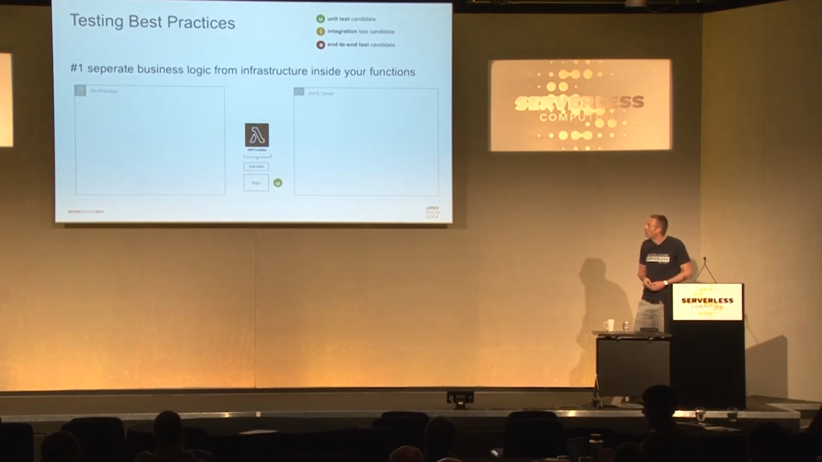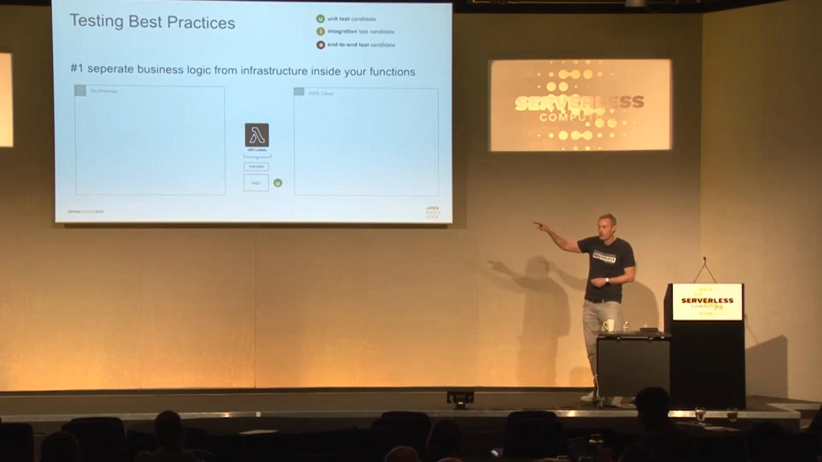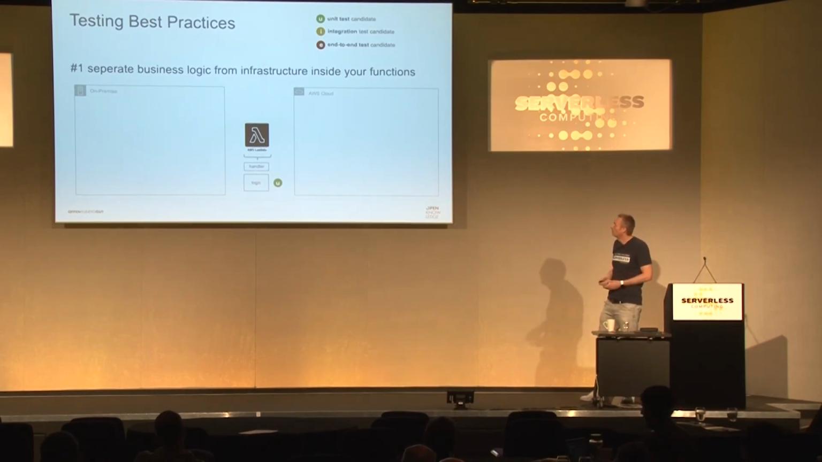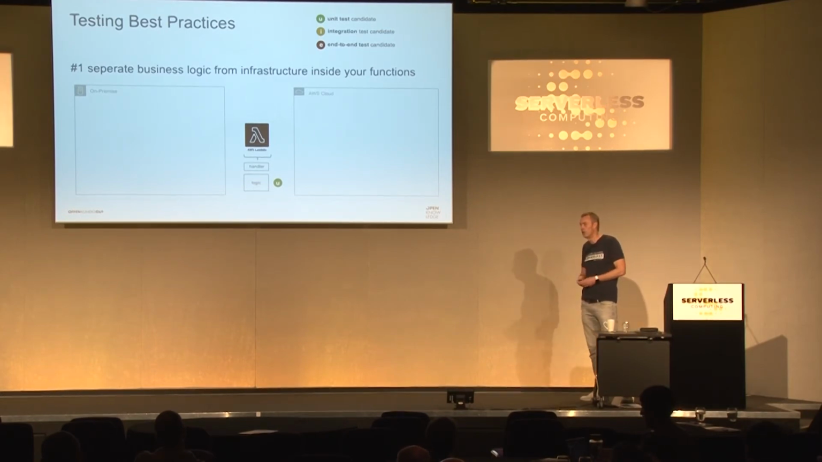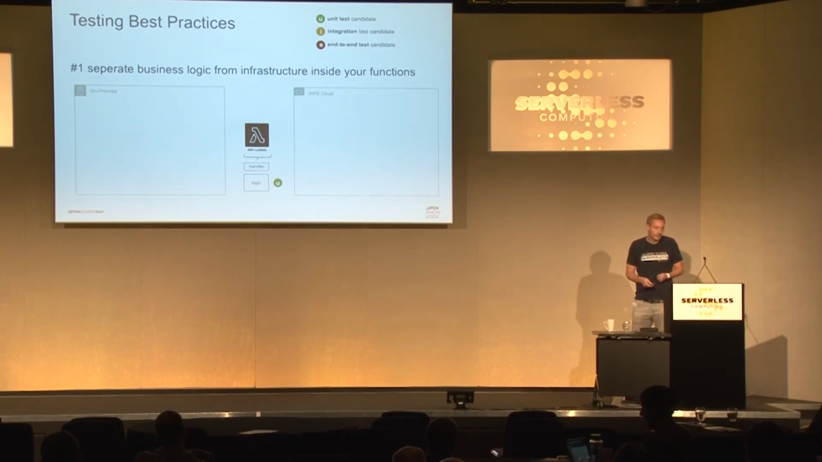I have brought with me several best practices, and the first best practice is to separate business logic from infrastructure code inside your function. What we see on the next slide is, on the left side, the on-premise world, so what you have on your local computer. And on the right side, you see the cloud world, so what you have deployed in the real cloud. In the middle, we see our Lambda function we want to test. The first thing I said is, if you want to do unit testing, you have to separate your business logic from your infrastructure code.